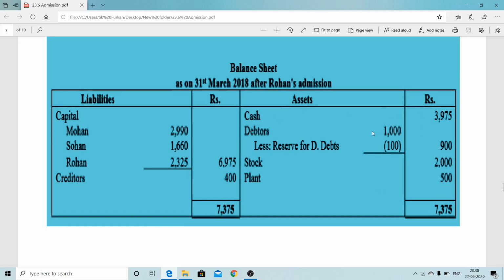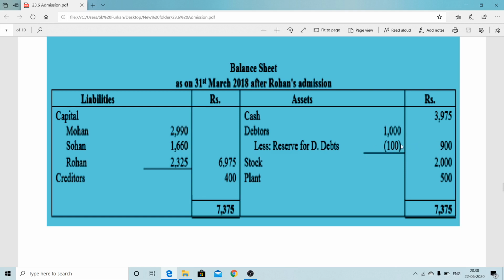Now debtors value rupees 1,000. Here we deduct the new provision, not the old provision or the difference. New provision is 100. So 1,000 minus 100, 900 required. In this case, some of the doubtful debtors are no longer doubtful, a few are converted to good debtors. Therefore provision 400 is not required, only 100 rupees is required, and we deduct it, that is why it is 100.